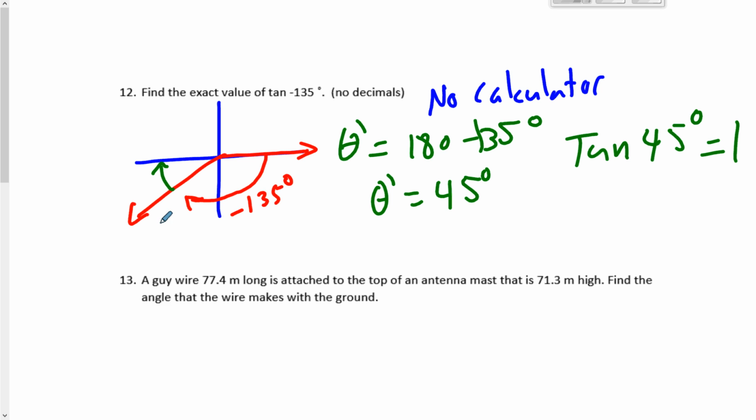But what quadrant are we in? We're in the third quadrant, right? So since we're in the third quadrant, what is tangent? Tangent's positive, so tan of negative 135 is still positive 1.